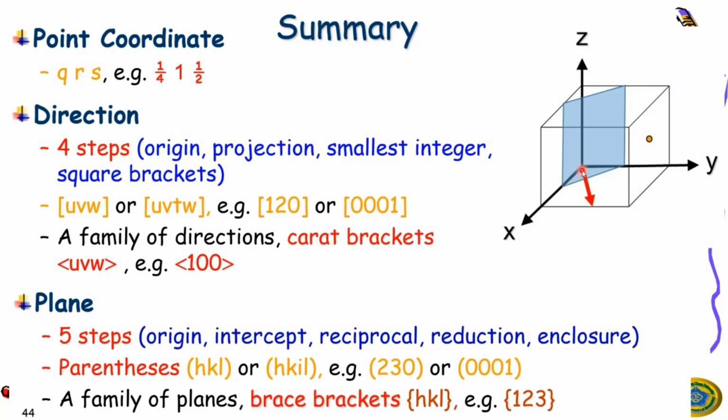Okay, and then we know that we have families. We have members in the family, right? So for the direction, we use caret brackets, with U, V, W inside. So 100 in caret brackets can represent a family. And then you need to find out how many members are in the family. For example, it's 110, right? How many members in the family? There are 6, right? 1, 2, 3, 1, 2, 3, 4, 5, 6. There are 6 members in the family. Okay, so this is important.